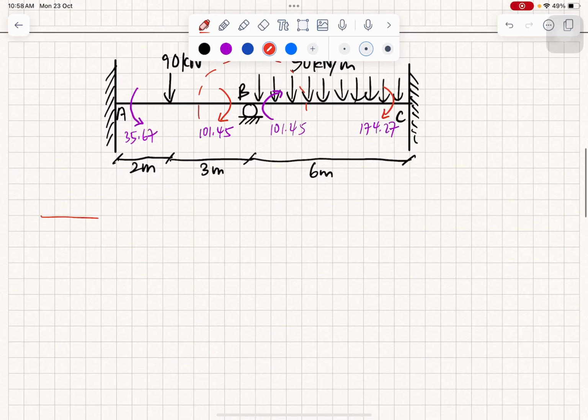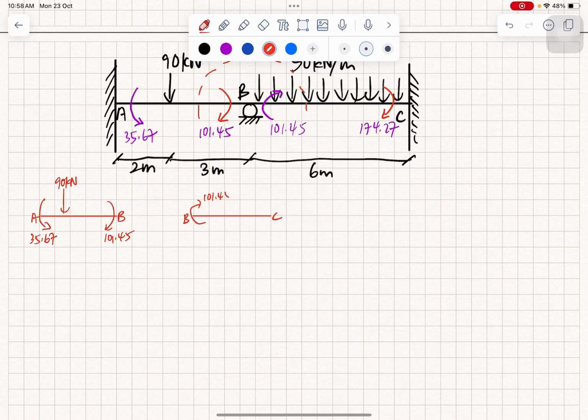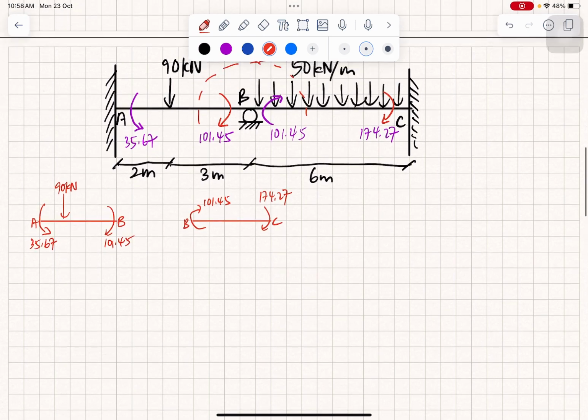How to find the shear? So we separate them into their own spans. Span AB: 35.67, 101.45. Here is a 90 kilonewton. For the next span, span B to C: 101.45, 174.27. So what is the next step we need to find?